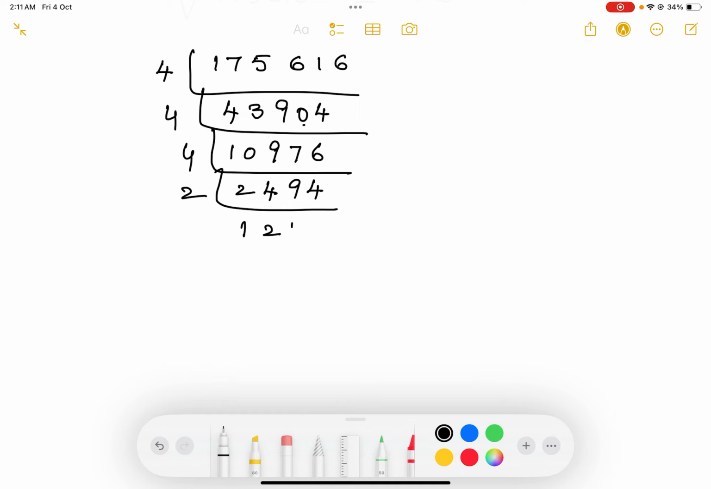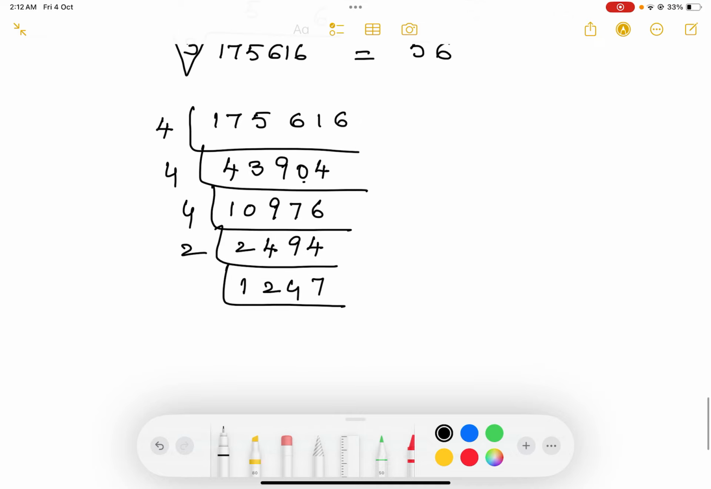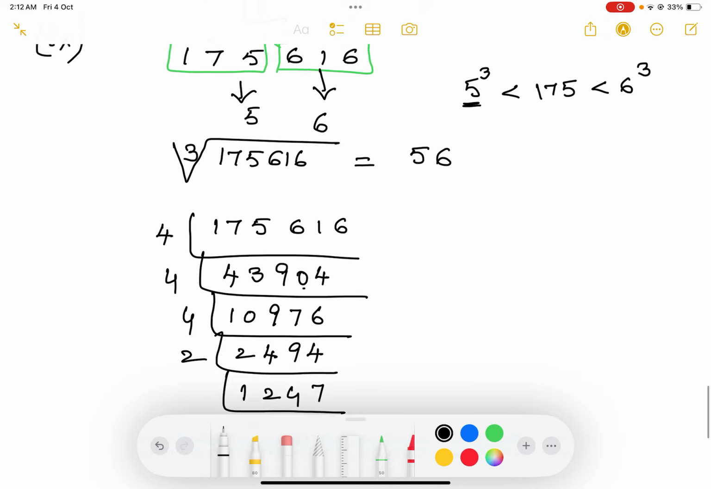So 2 ones, 2 twos, 2 fours and 2 sevens. Now does it go by 7? 3 plus 4 is 7, 7 plus 7 is 14. So 7 ones and 7 sixes are 42. Also no, it doesn't go. So now we have to check for this. I don't think it is a cube root. Whether we have done this one or not, let us see, and then we'll go to the process.